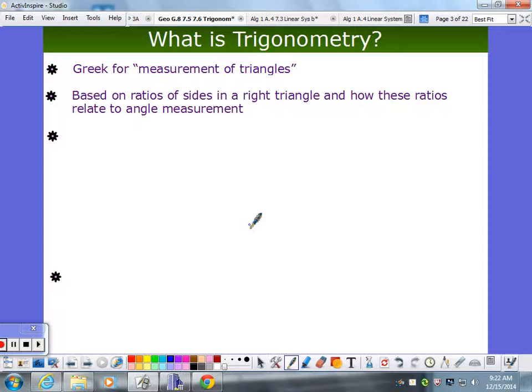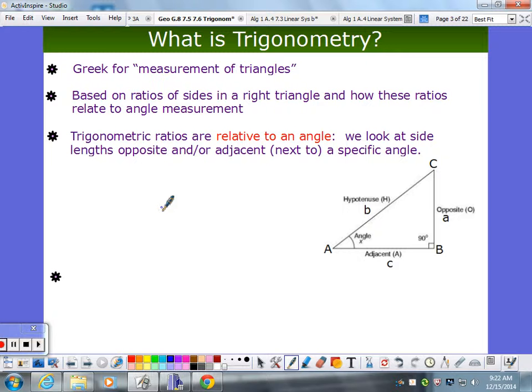It's based on the ratios of sides in a right triangle and how these ratios relate to the angles. So this is a right triangle. It's all relative to an angle. So if I am interested in this angle, and we're only talking about the non-right angle, either A or C, acute angles, we look at the side lengths that are either opposite or adjacent.